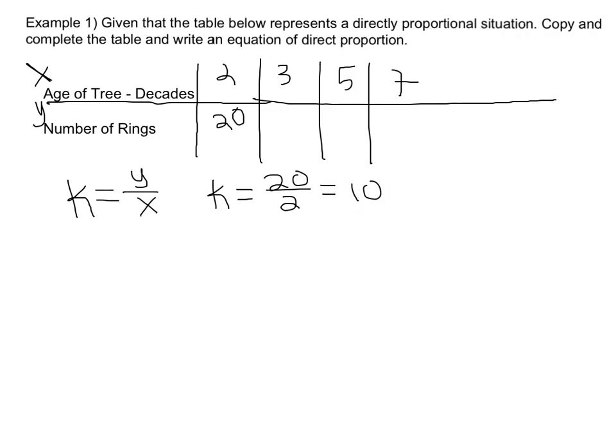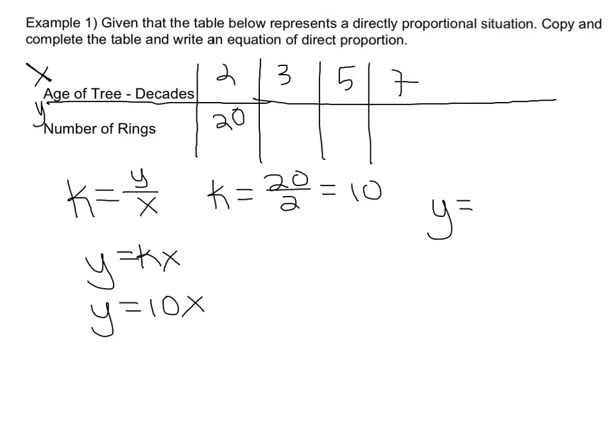Now I need to complete the table. I can write my equation now. I know I'm going to use the equation y equals kx. And in place of the k, now that I know my constant of direct variation, I can use 10. So y equals 10x is my equation of direct proportion or equation of direct variation. Now I just need to complete the table. I'm going to do that by substituting in each of my different x values into the equation to find my y value.